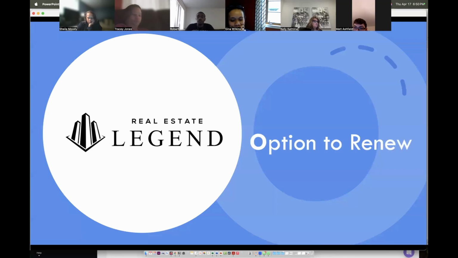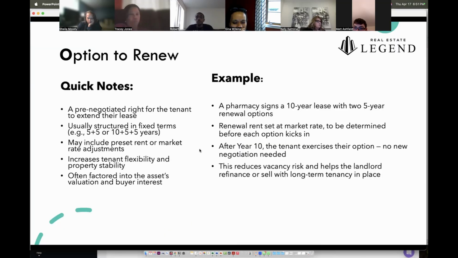Option to renew, you're going to see all the time. So I will give a good anchor tenant or junior anchor options to renew. So a pharmacy signs a 10-year lease with two 5-year renewal options. So at the end of 10 years, they could walk away or they can exercise one of their renewal periods. And you could do all sorts of stuff here. You could say if you choose to renew, it's $10,000 or it's a $50,000 renewal.